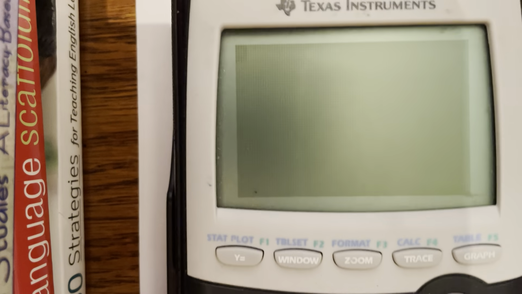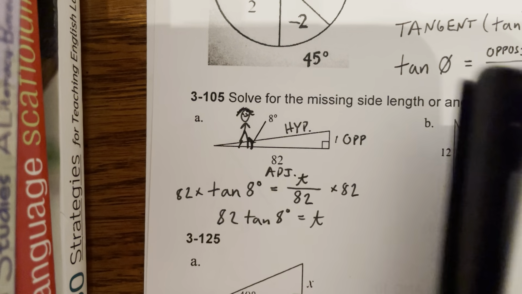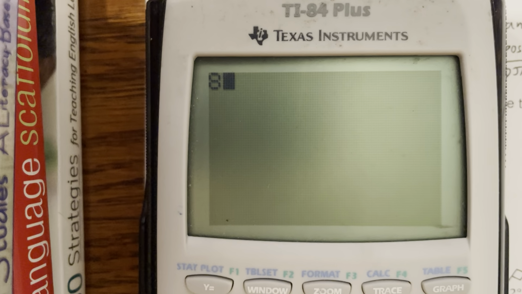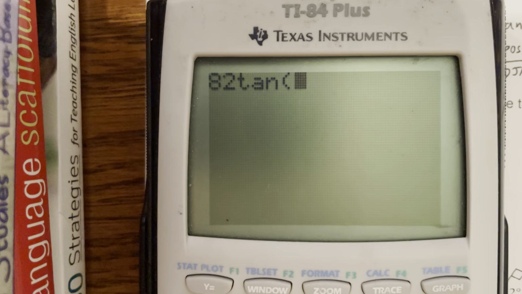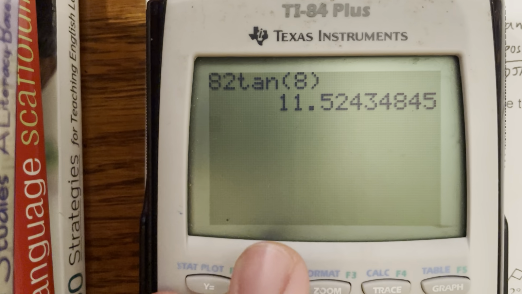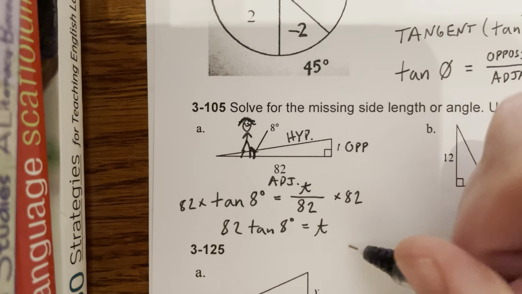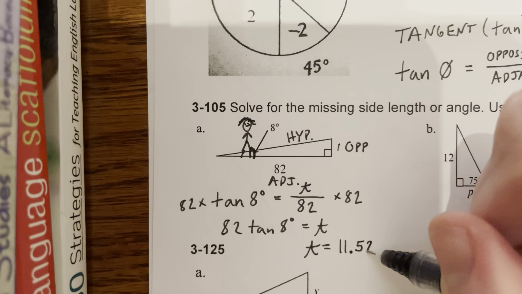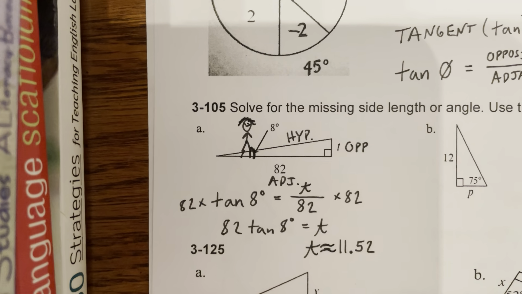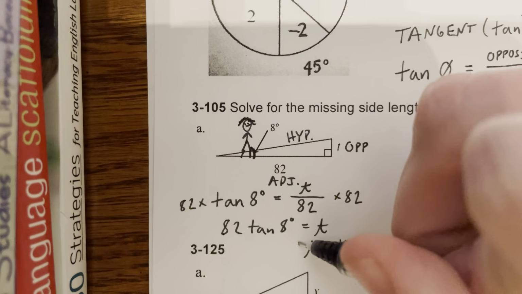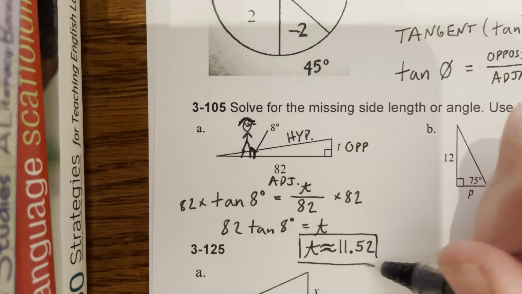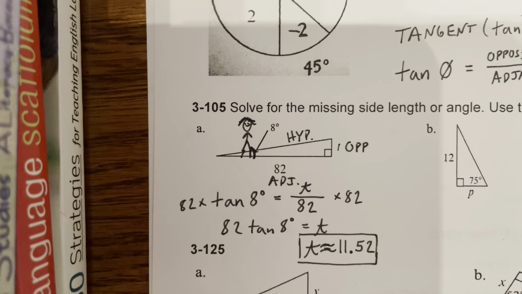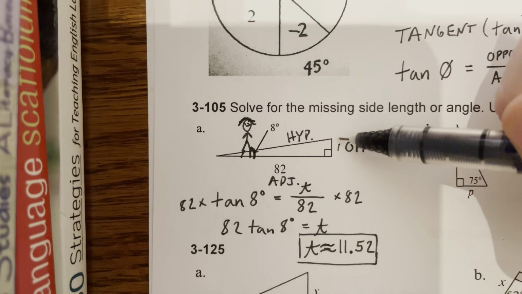Let's look back at our equation. It's 82 tangent of 8 degrees, so I'd say 82 tan 8. Enter. And that gave me 11.52. So I would say t equals 11.52, or approximately, right? It's not exactly 11.52, but it's pretty close. Now that's the side length for this side right here.